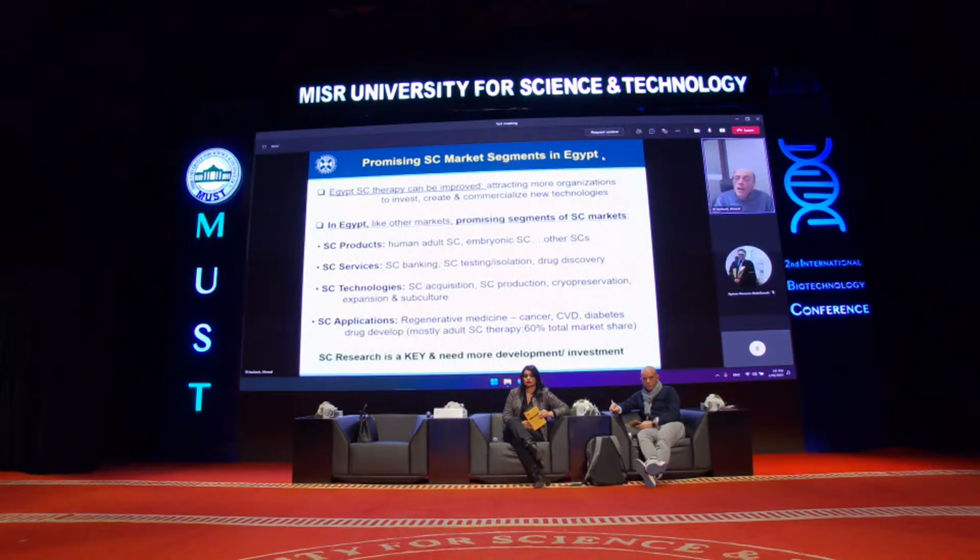So in my last slide, I'm just going to suggest some ideas for Egypt to follow. Egypt's stem cell therapy can be improved by attracting more organizations to invest. We need more investment, especially from the private sector, and also to create and commercialize new technology.